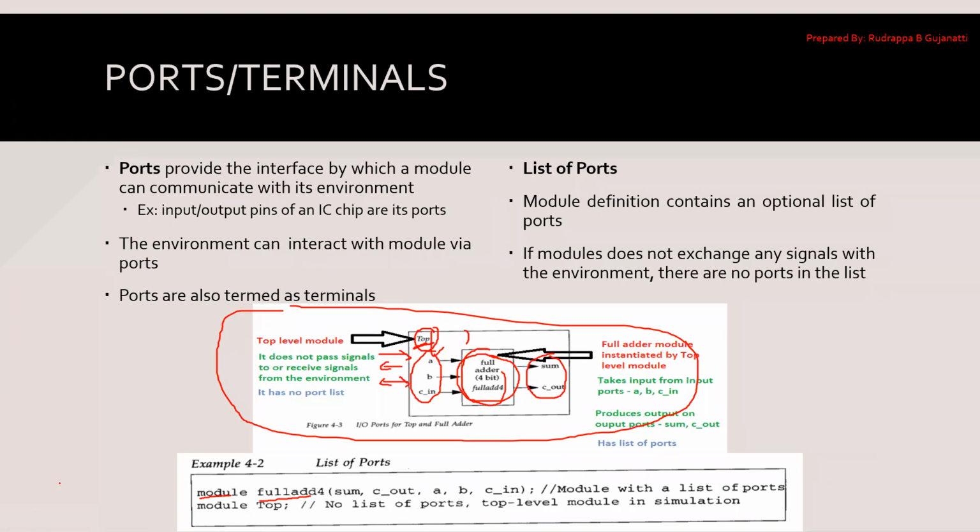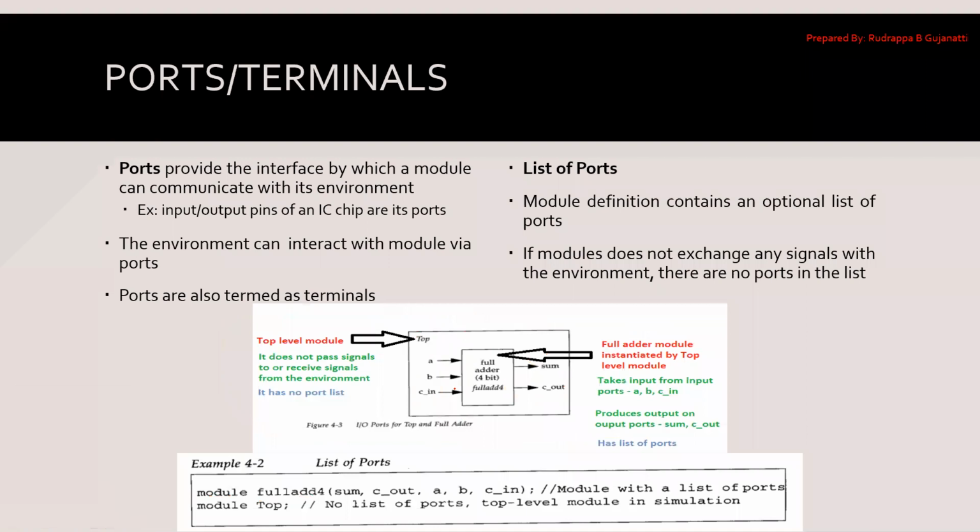Based on this block diagram, we can analyze that part. For top, there is no port list, but for the full adder module, there is a port list. That is what is specified over here. When we have to declare or define this, we have module full adder, and the port list consisting of sum, C_out, A, B, C_in. These are the port list. But in the case of top, there is no port list. This is what we can observe from this block diagram.